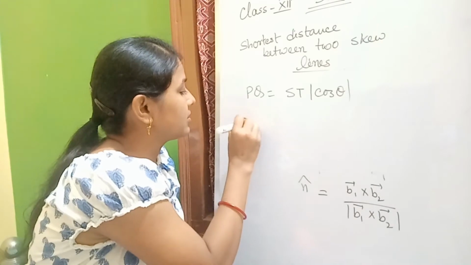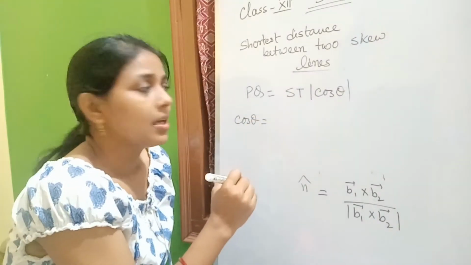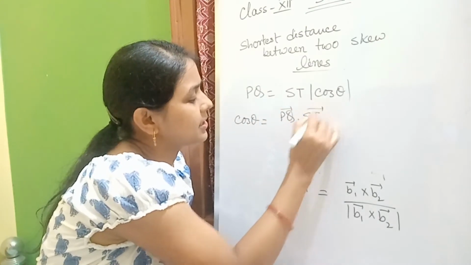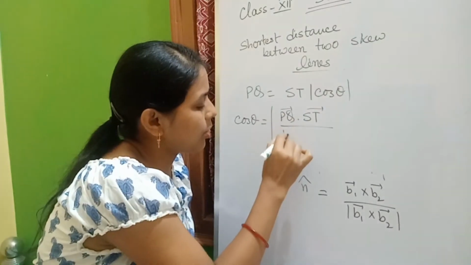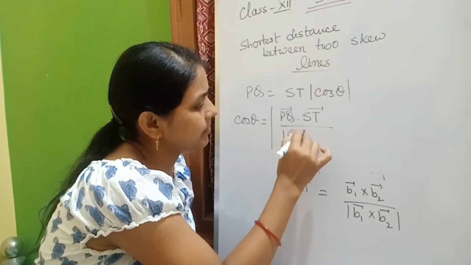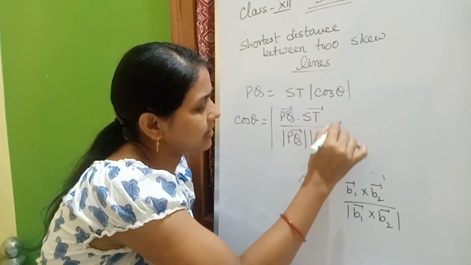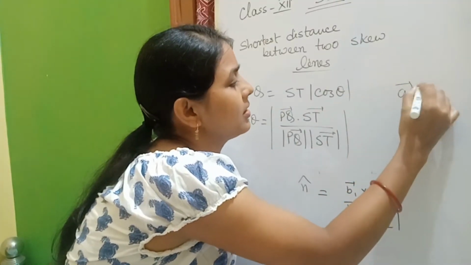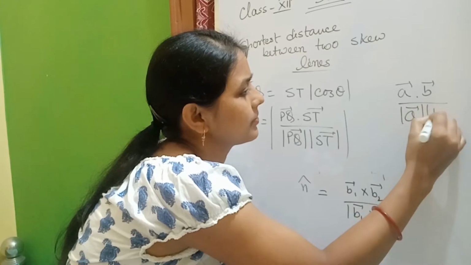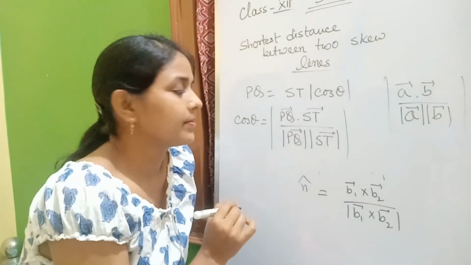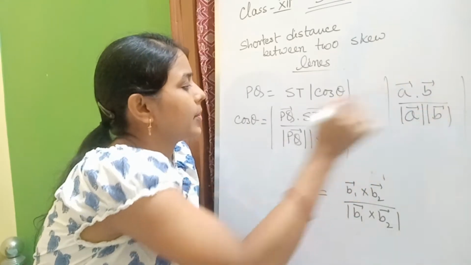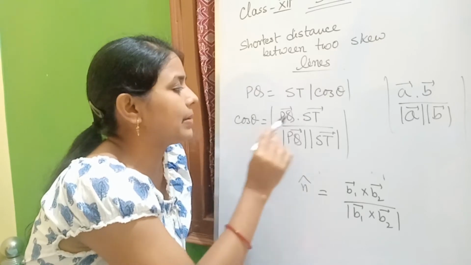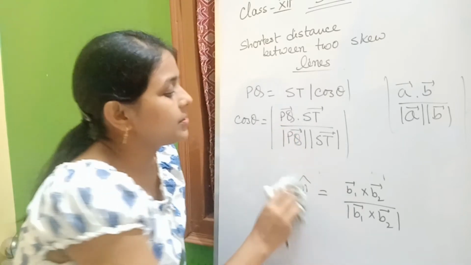Now cos theta will be PQ vector dot ST vector divided by mod of PQ vector into mod of ST vector. Cos theta's formula is A dot B divided by mod A mod B. We have done it in the vector chapter. So for two vectors with angle theta, cos theta will be like this.